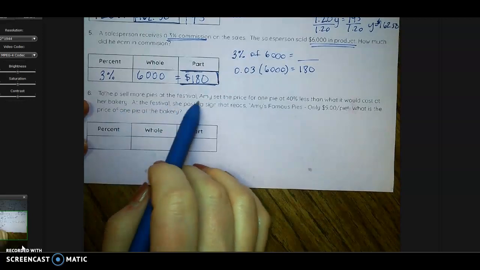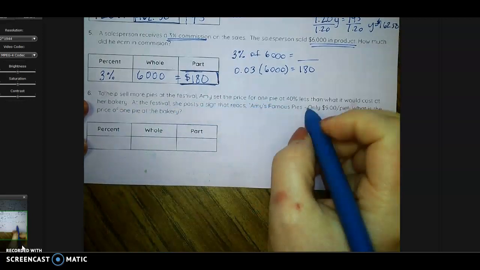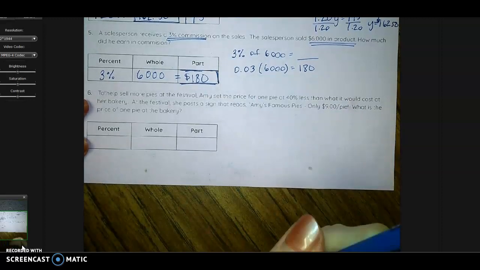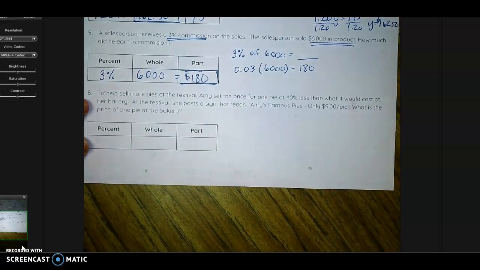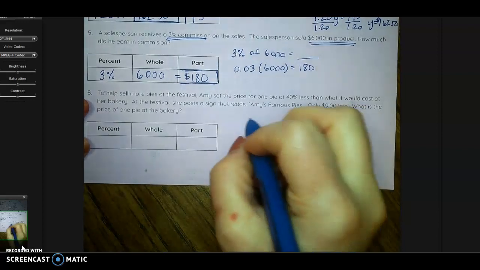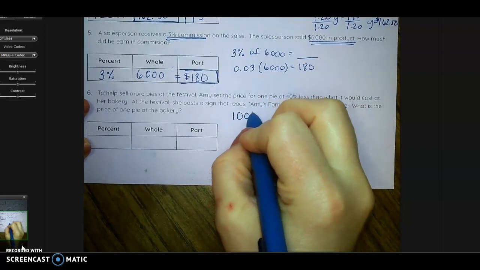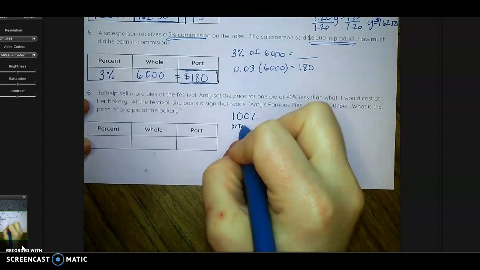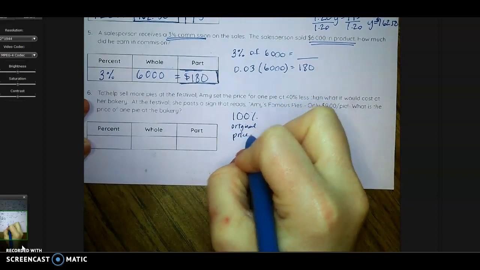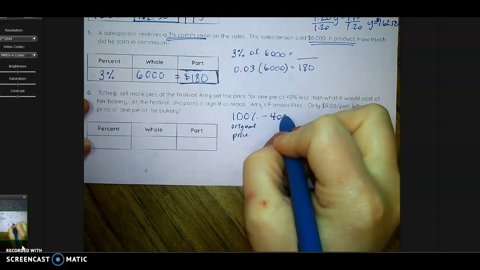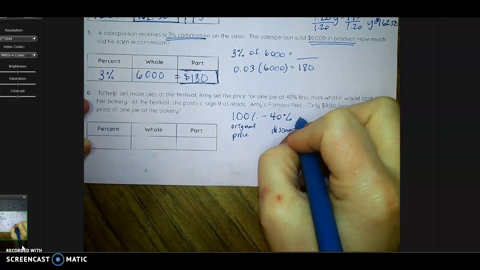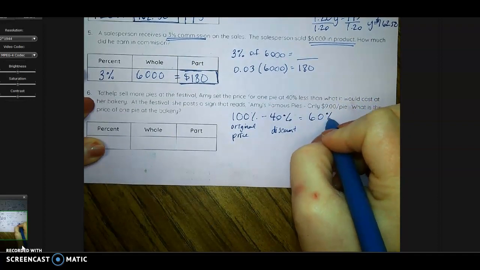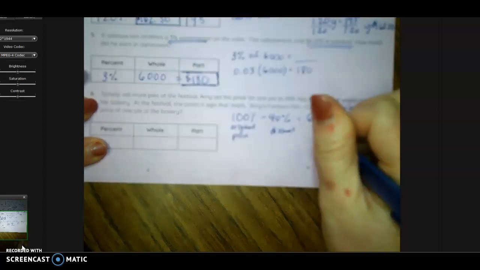Next one says, to help sell more pies at the festival, Amy set the price for one pie at 40% less than what it would cost at her bakery. At the festival, she posted a sign that reads, Amy's Famous Pie is only $9 a pie. What is the price of one pie at the bakery? So this one, normally she sells her pies for 100% of the original price. She's going to take 40% of that original price off, which means she's actually charging customers 60% of what she normally would.